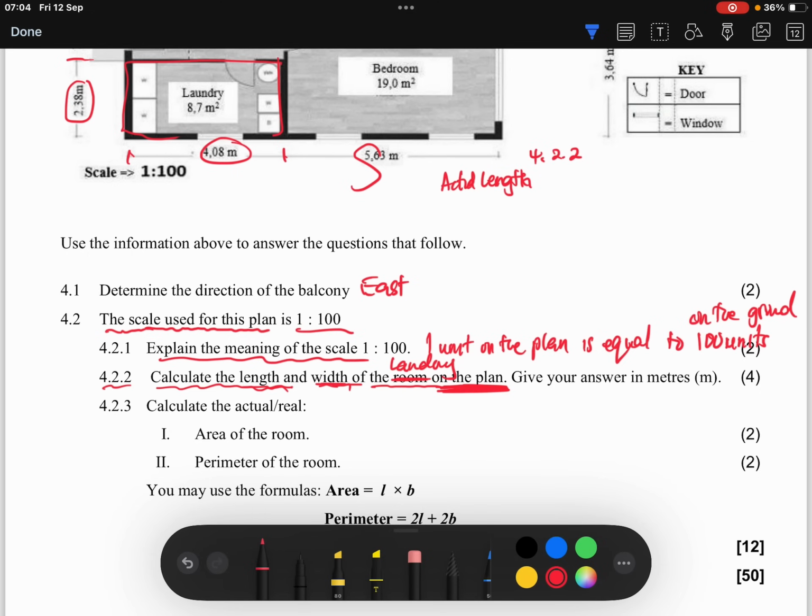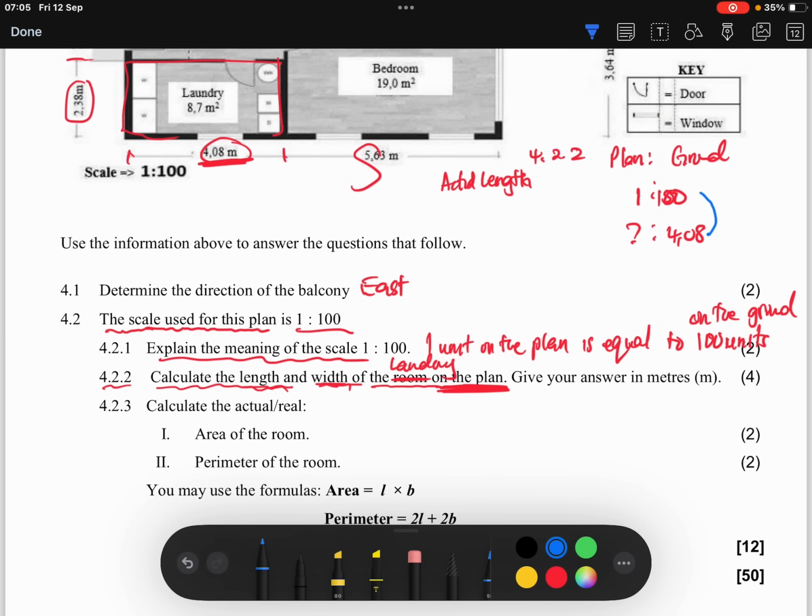We're going to use the ratio 1 is to 100. We know this is the plan and this is the ground. So the ratio here is plan is to ground, and when I say ground, I mean real. So the ratio is 1 is to 100, right? And then what is the length we have? It's 4.08, and it's on the ground. This is the real one, and then we are looking for that.